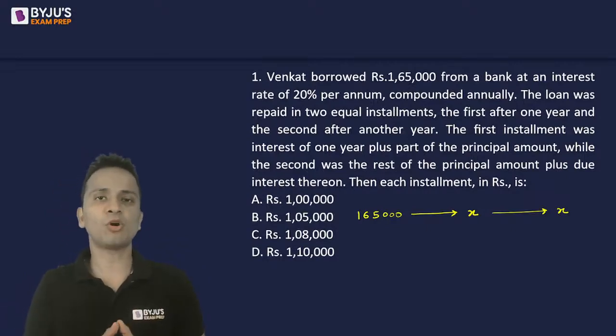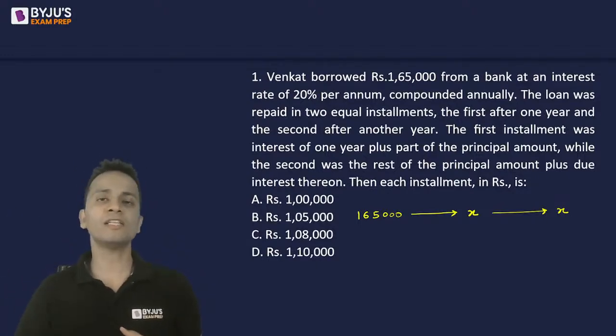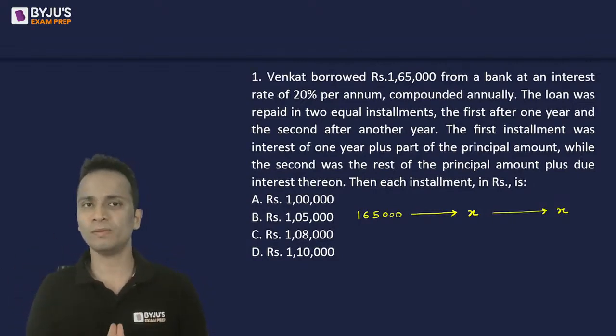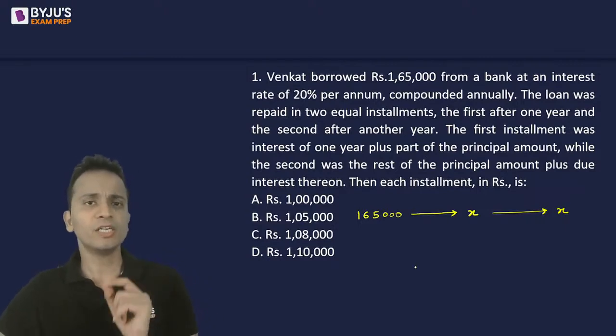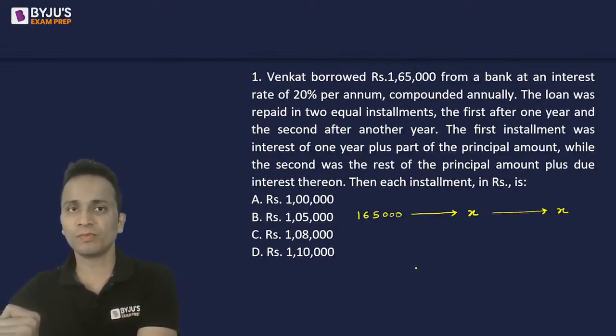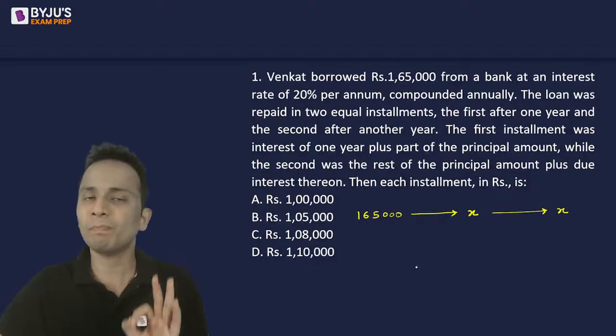So today he has borrowed 1,65,000. After 1 year, he'll be paying the first installment. After another year, he'll be paying the second installment. Both the installments are equal. Okay. Now, here, what you have to do is you will have to convert all the values. You'll have to bring all the values to the same time period.